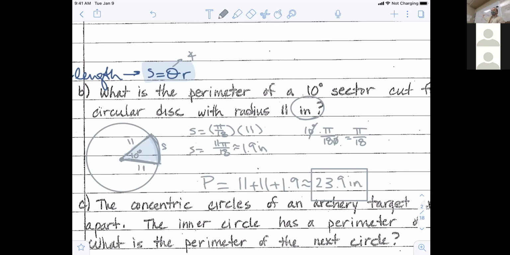So we used our scale to go from degrees to radians, and then we used our formula of an arc length in order to find my perimeter. Questions on that? All right, let's keep going.